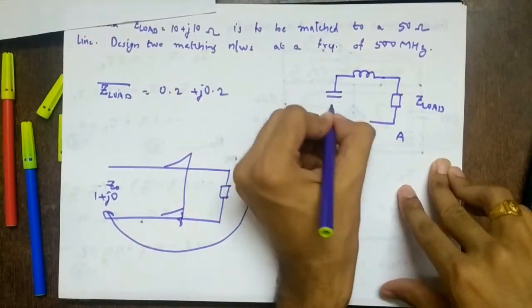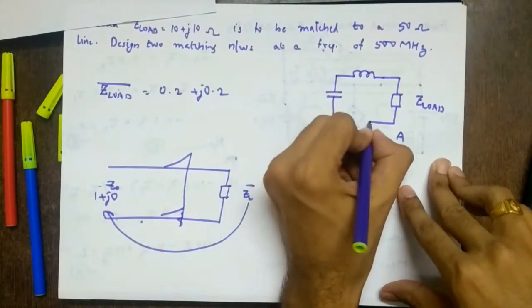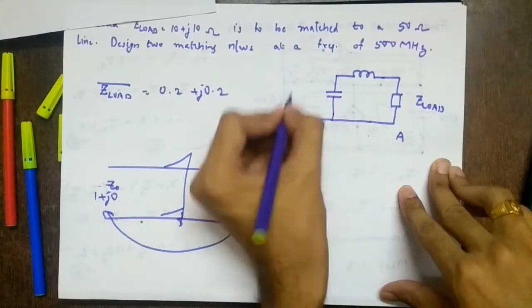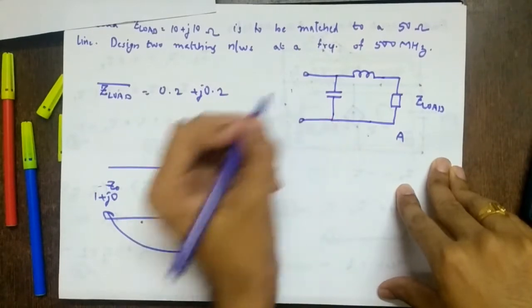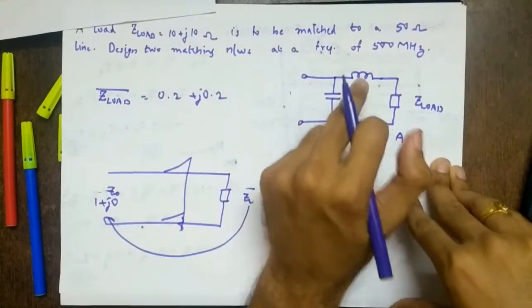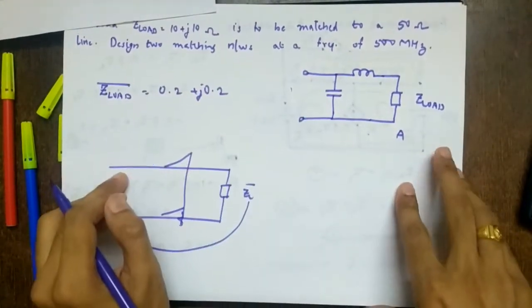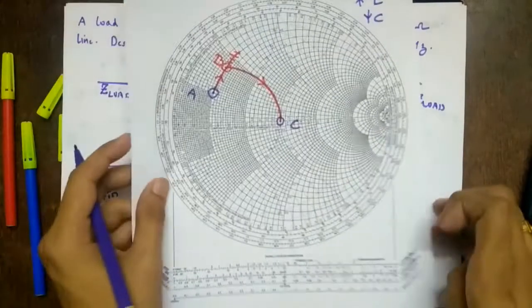So one thing you have to remember is, if one element is in series, the next element should be in parallel only. Okay. So here we will achieve 1 plus J0. So next step is what? To find L and C. Right. So how to do that?